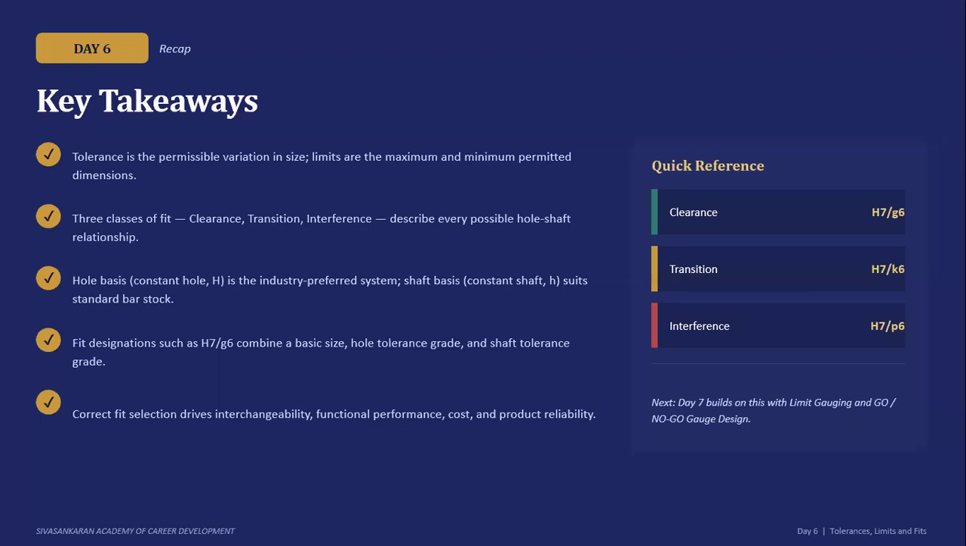Let us now recap the day 6 key points. A tolerance is the permissible variation in size, while limits define the maximum and minimum permitted dimensions. The three principal classes of fits are clearance, transition, and interference. The hole basis system maintains a constant hole and varies the shaft. The shaft basis system maintains a constant shaft and varies the size of the hole. Regarding fit designations, they communicate the base size, deviation, and tolerance grade of the mating components for both hole and shaft basis systems.